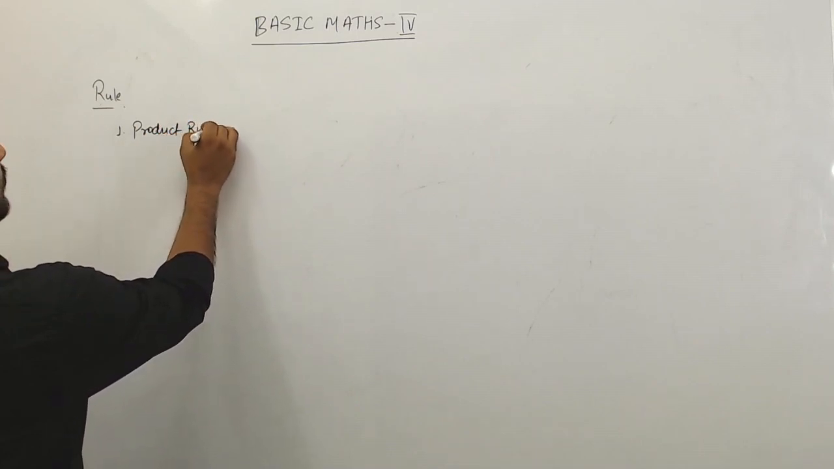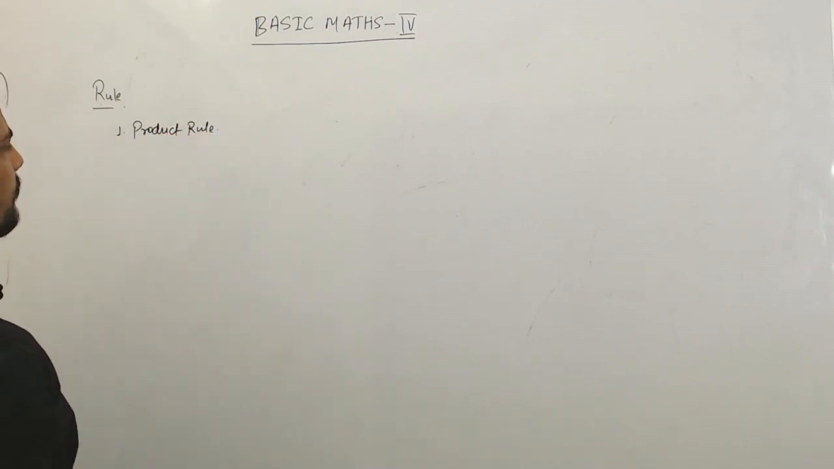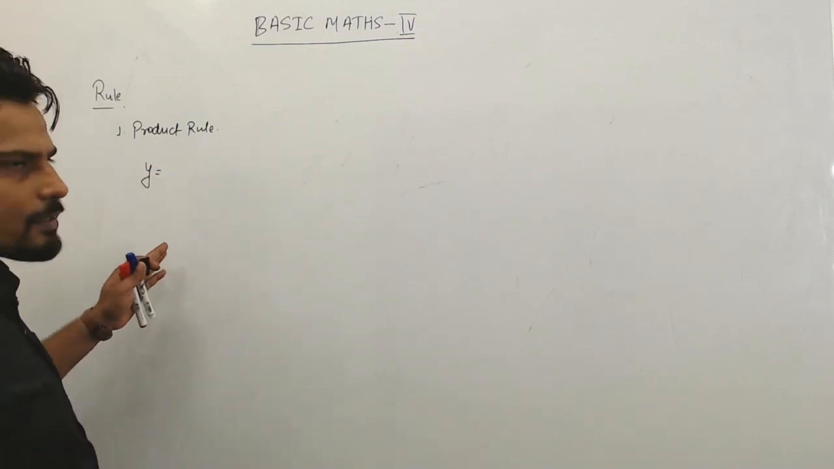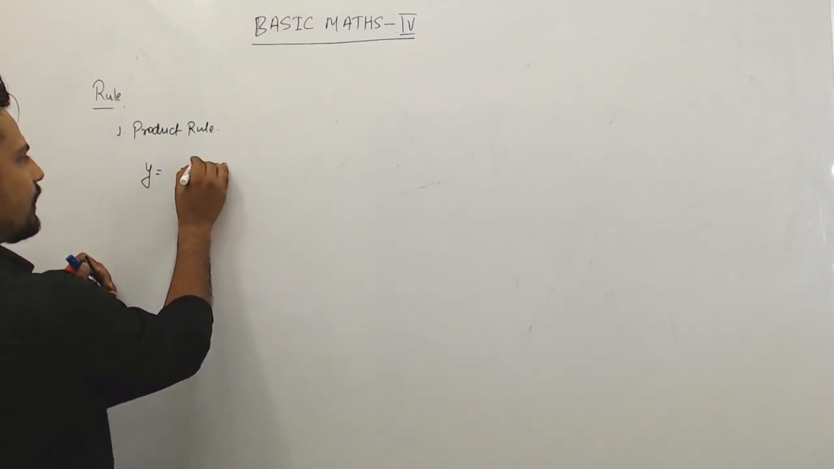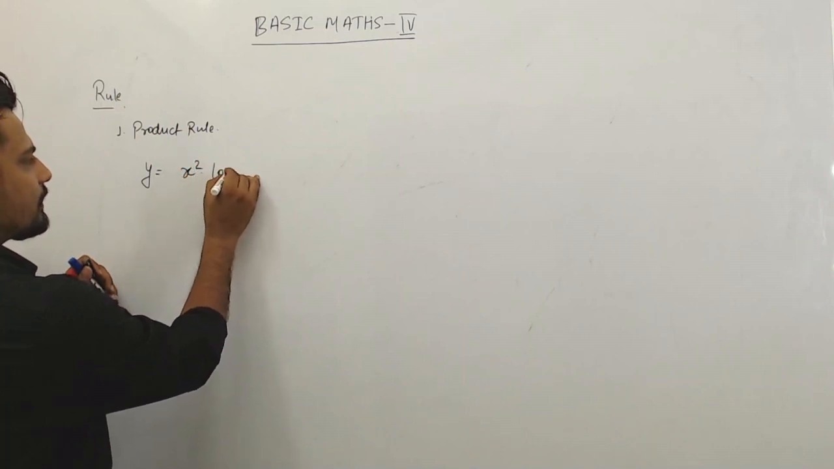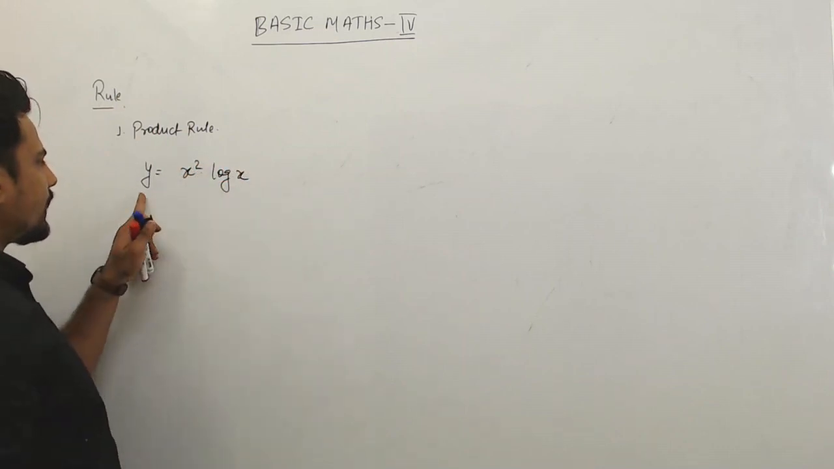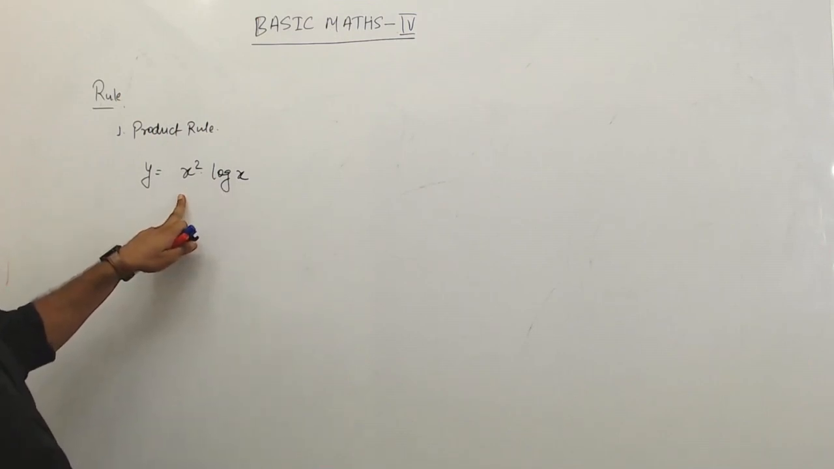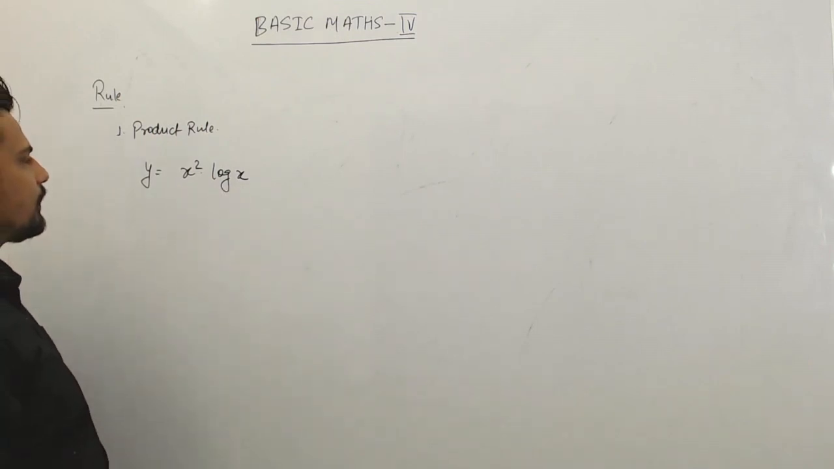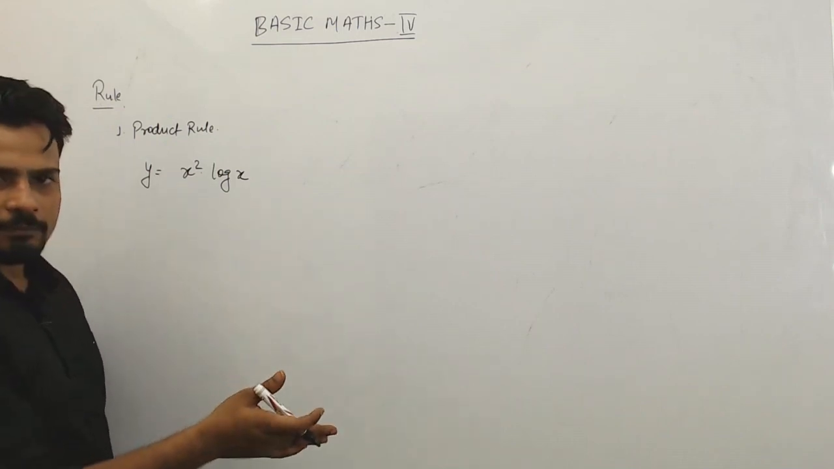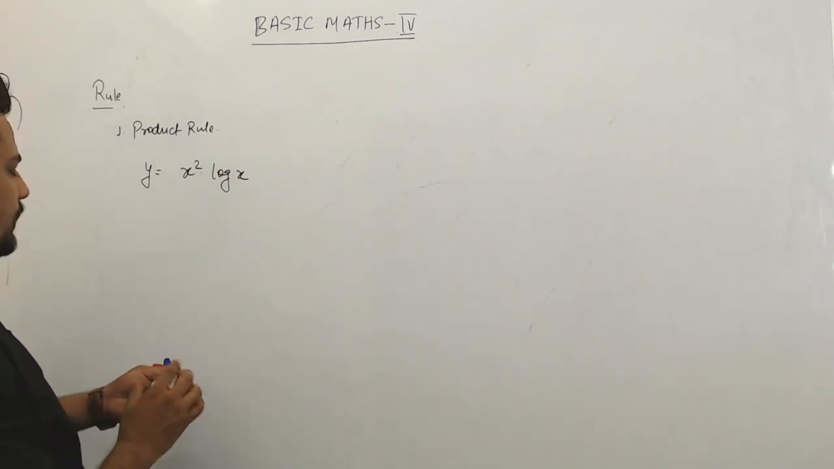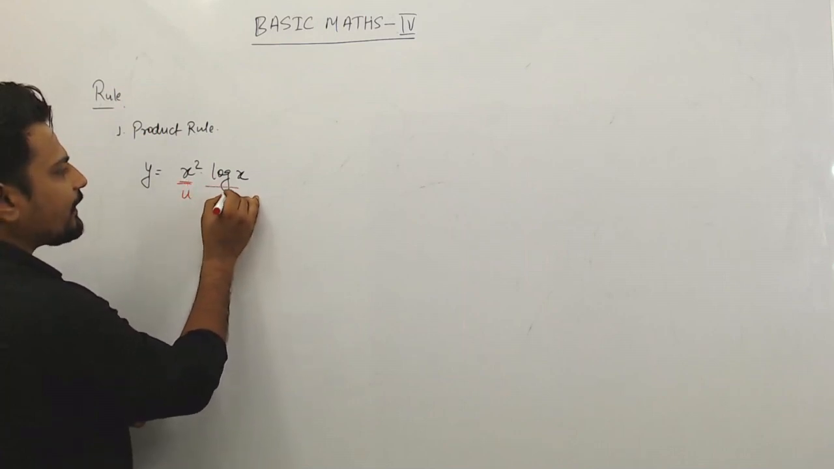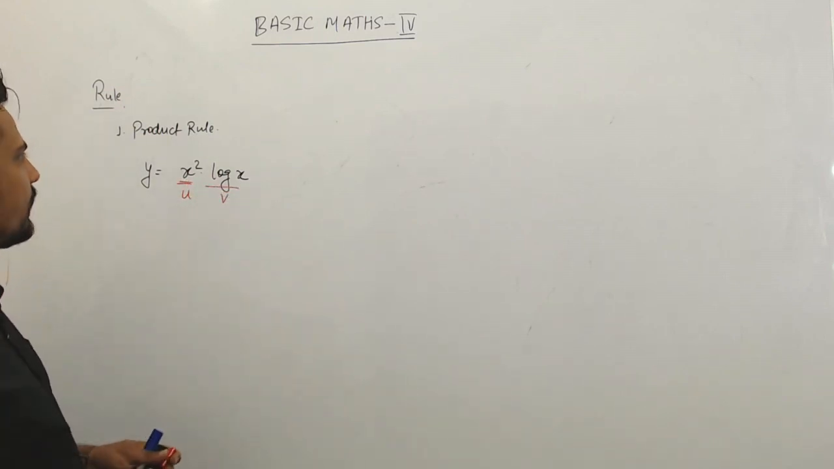Product rule. As in, if I have y as a multiple of two functions. So let's suppose I say x square times log of x. You can see that y is written as a multiple of two functions, two variables in x. So in this case, how to differentiate this? The idea is very simple. You have to take one as u and the other as v. What next?